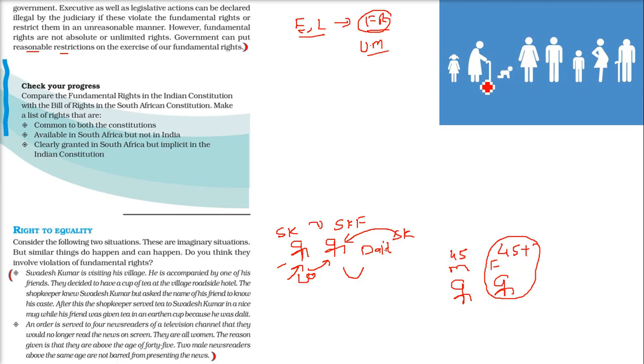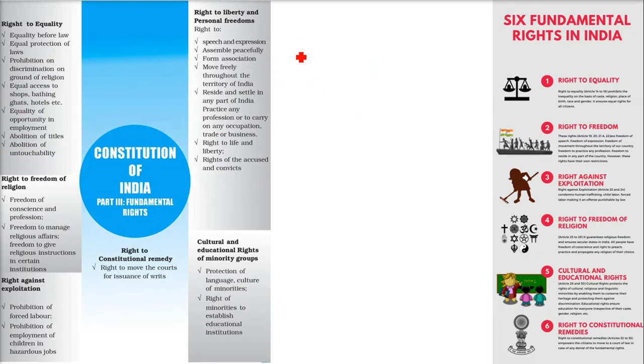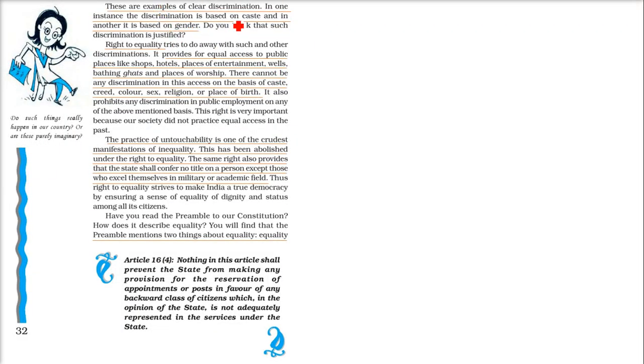So what we see here is that we have in our constitution that whether a kid or an elderly person, anyone should get the right of equality. These examples show us clear discrimination against a certain caste, and discrimination against a certain sex. As I said, we see gender-based discrimination. We don't find it justifiable.